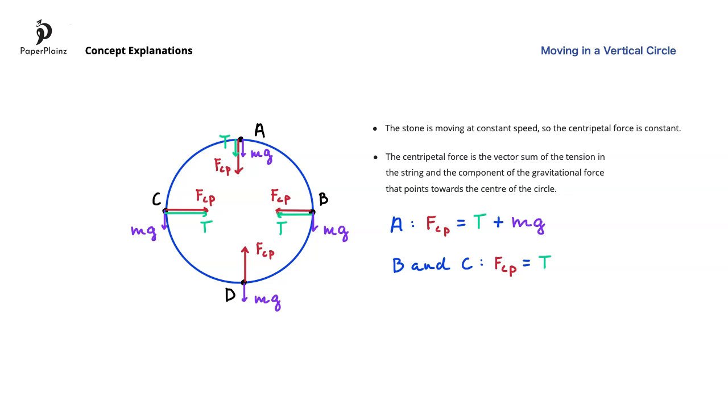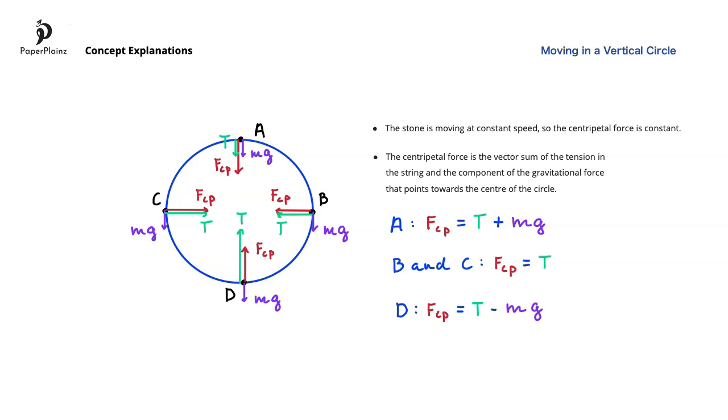Finally, let's examine point D, which is at the bottom of the circle. Since here the centripetal force is pointing upwards and the gravitational force is pointing downwards, in a way we can say that the gravitational force is working against the tension. The tension is the largest at this point and can be drawn like this. So we can write that at point D, the centripetal force is equal to the tension minus the gravitational force.